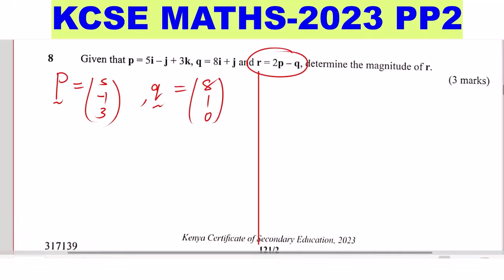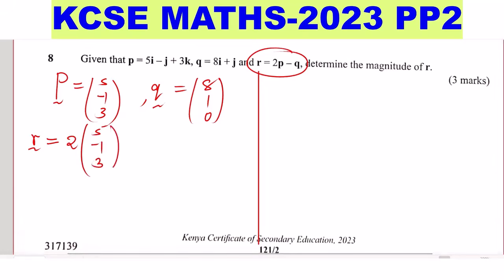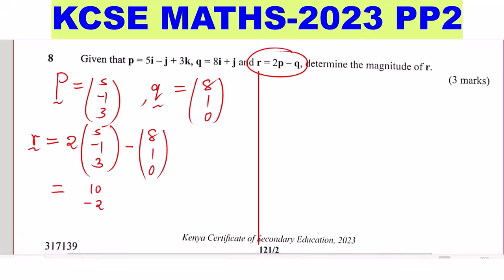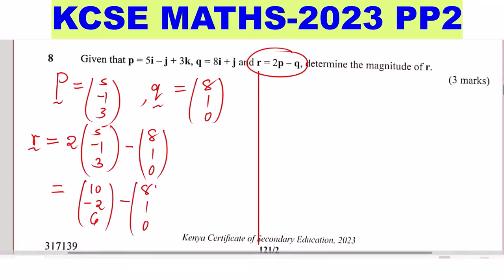We are supposed to get R. R should be given by 2P minus Q. P is 5, negative 1, 3, minus Q. Q is 8, 1, 0. So we multiply P by 2. 2 times 5 you get 10. This is negative 2. Then 2 times 3 you get 6. Then subtract 8, 1, and 0.